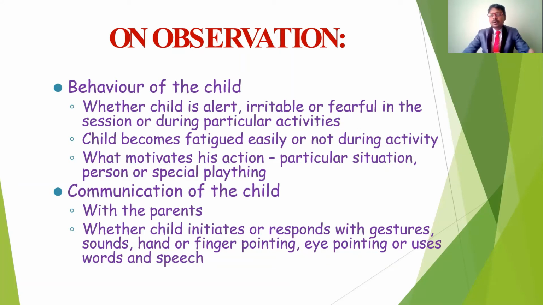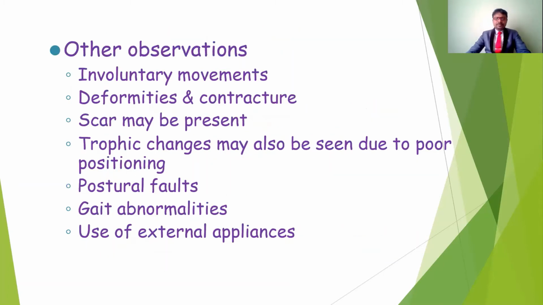Some children have only tightness or abnormality in the muscle tone, but the remaining functions and IQ are going to be normal. In the spastic type, they get musculoskeletal abnormalities, but the remaining IQ functions are going to be normal. So we have to check how the communication is with the parents as well as the therapist.